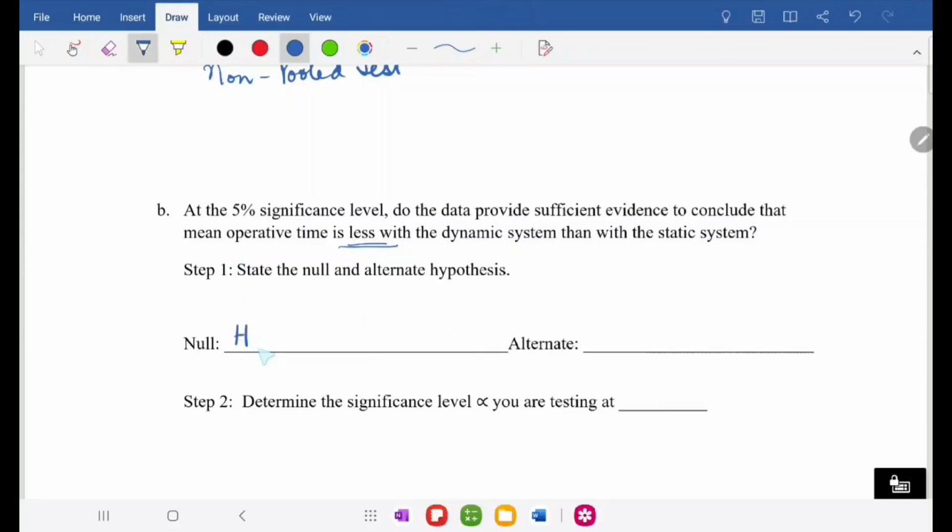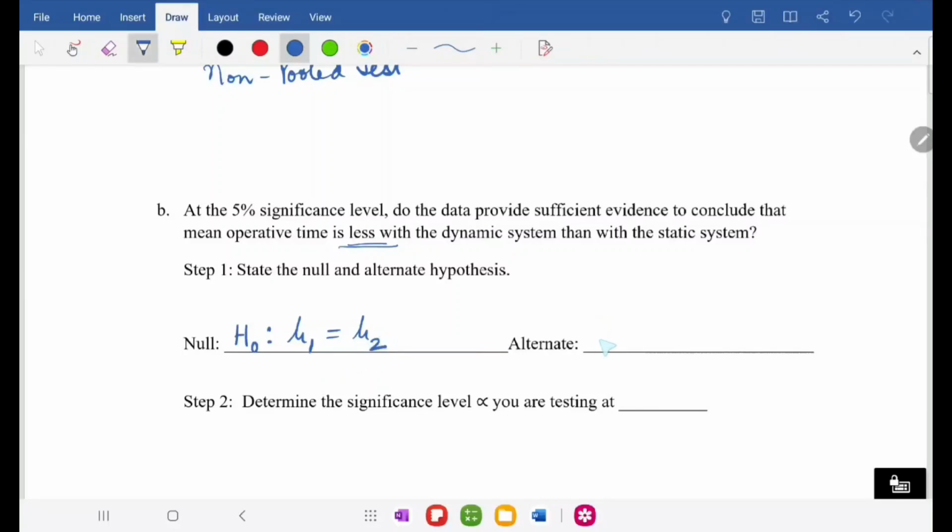I'm going to say here H sub 0 colon mu sub 1 equals mu sub 2. Again, null hypothesis must always have an equal sign in it, and it must always be stated. Your hypothesis must always be stated in terms of the population parameters, not x bar 1 and x bar 2. It should say mu sub 1 equals mu sub 2.